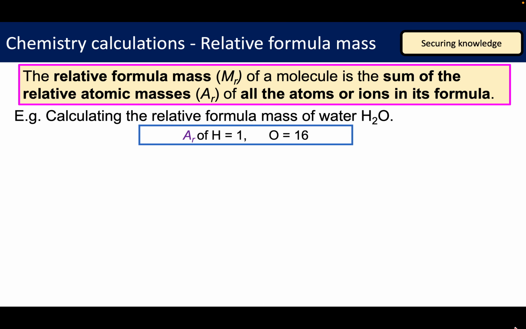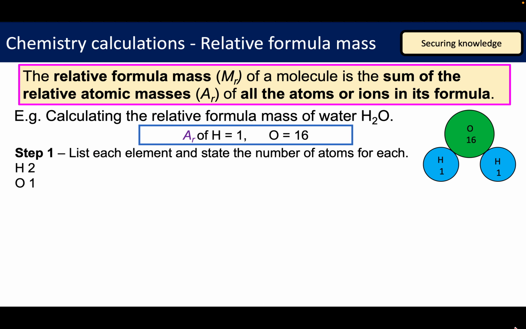If we weren't given those, then we could obviously get them from the periodic table, looking at the big number next to the symbol. As this is the first question we're looking at, I've included a very basic particle diagram there on the right hand side for water. The mass is shown in each circle for each element. Step one then, we're going to list the symbol of each element and the number of atoms of each element as dictated by the formula.